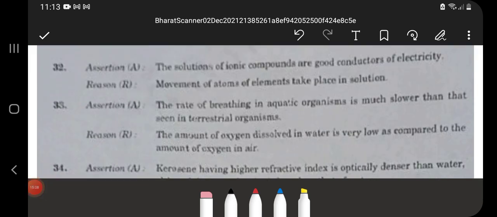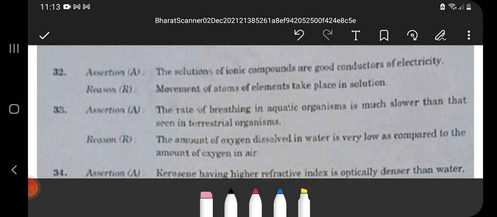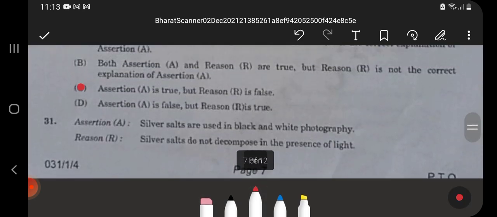32. Assertion A: The solutions of ionic compounds are good conductors of electricity. Reason R: Movement of atoms of element takes place in solution. 32 answer is C.